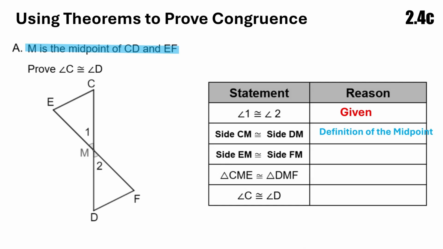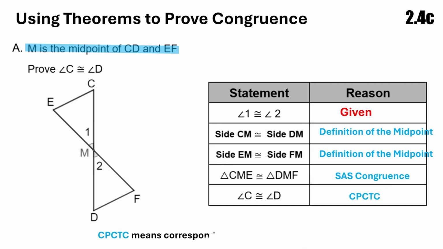The third statement is side EM is congruent to side FM. By the definition of the midpoint, this is true, because if M is the midpoint of EF, then M is the same distance away from E and F. The fourth statement is triangle CME is congruent to triangle DMF. This is true because they are congruent through side-angle-side congruence. The last statement is angle C is congruent to angle D. This is true because of CPCTC.